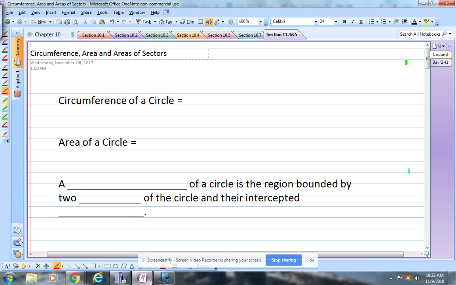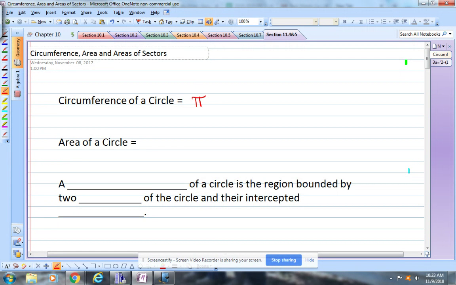So, we learned a long time ago that circumference of a circle is the distance around the outside edge of a circle. It's kind of like a perimeter, but we don't call it perimeter for circles. We call it circumference. That means you're going all the way around something. Do y'all remember the formula for circumference of a circle?